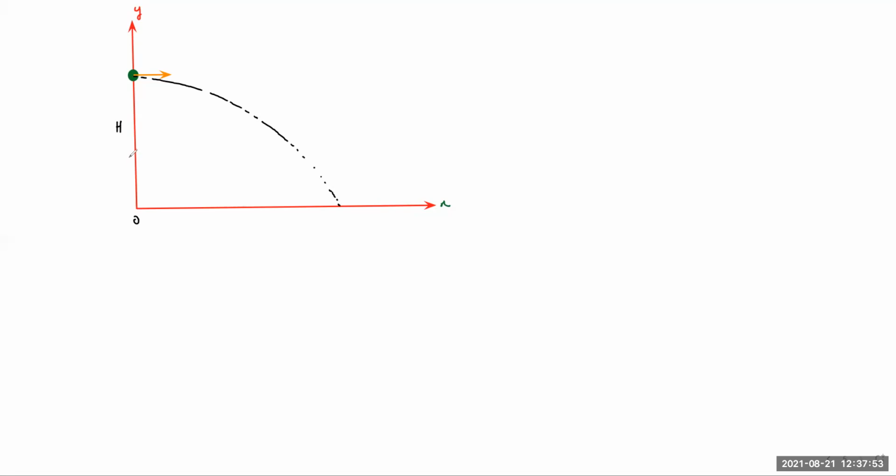Sir, if h is not given, then can we find it by the range formula? If h is not given, then what can you do? You can't do anything. So they must give something at least. They should give at least range or velocity. I mean, they should mention at least a few variables so that we can find the remaining.